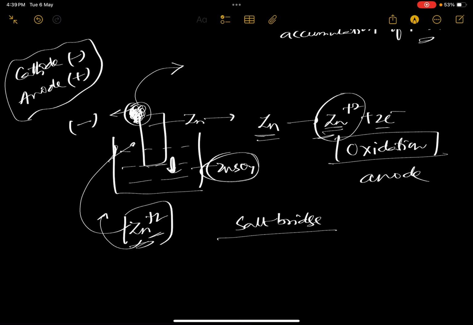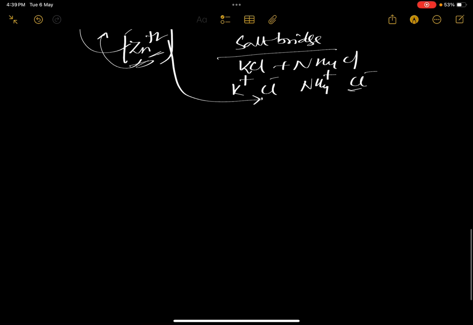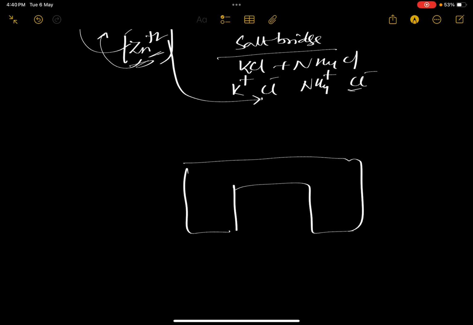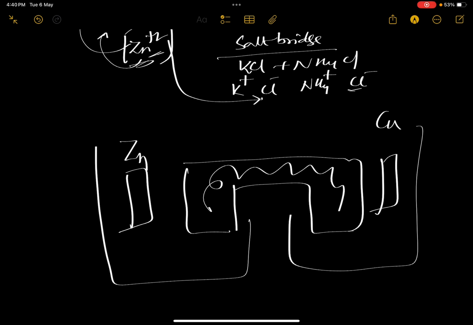As we know, the salt bridge contains KCl, NH4Cl, all these. So K plus ions are there, Cl minus ions are there, NH4 plus ions are there, Cl minus ions are there. All the cations are attracted towards these anions. Means when you have this type of salt bridge, let us say this is the zinc rod, this is the copper rod, and this is the salt bridge. I am showing it a little bigger here.